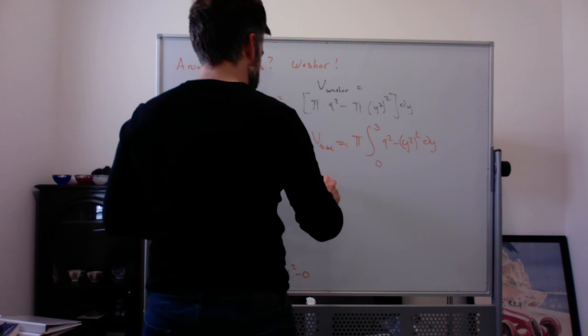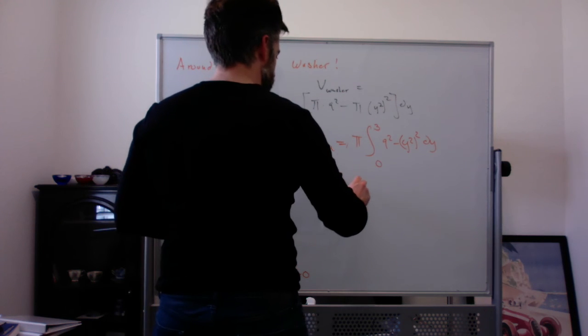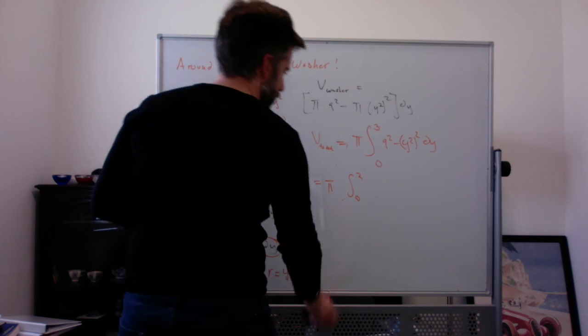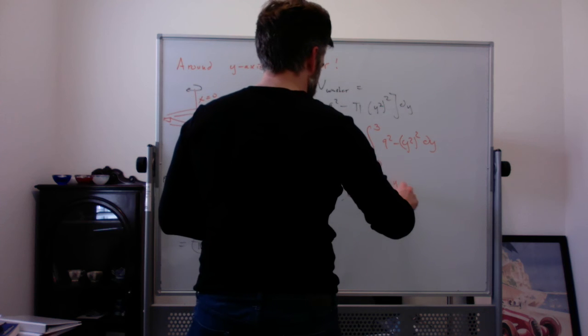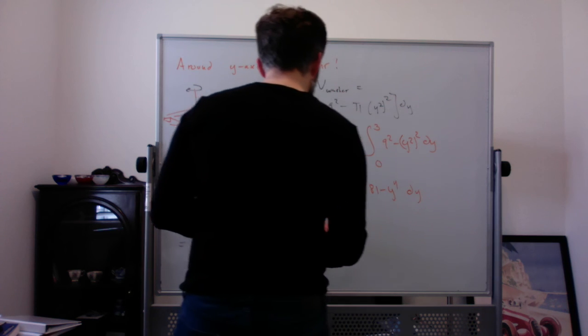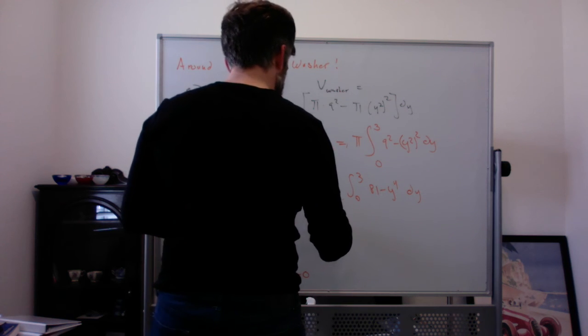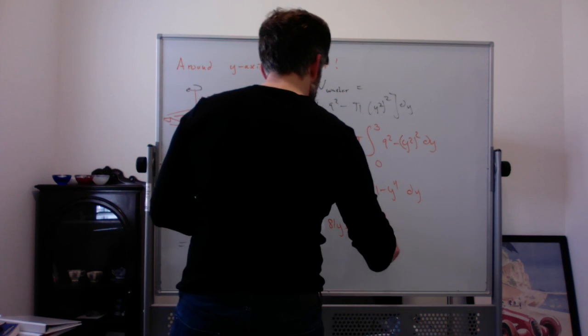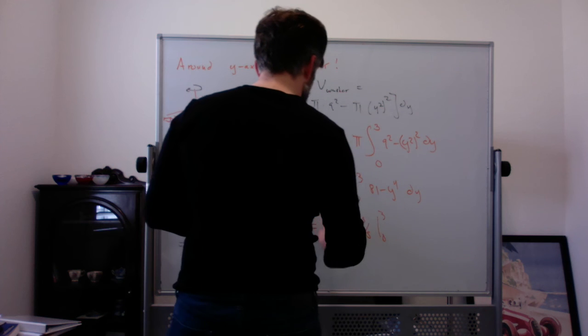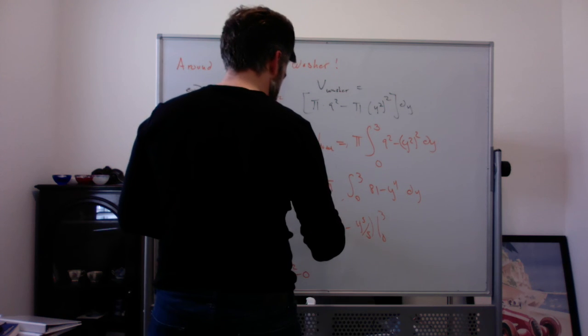And again, I already factored out the pi. This is going to look like pi times the integral from 0 to 3 of 81 minus y to the 4th dy. And then we integrate, we get 81y minus y to the 5th over 5 from 0 to 3. Oh, sorry, don't forget the pi. It's easy to accidentally leave out that pi.